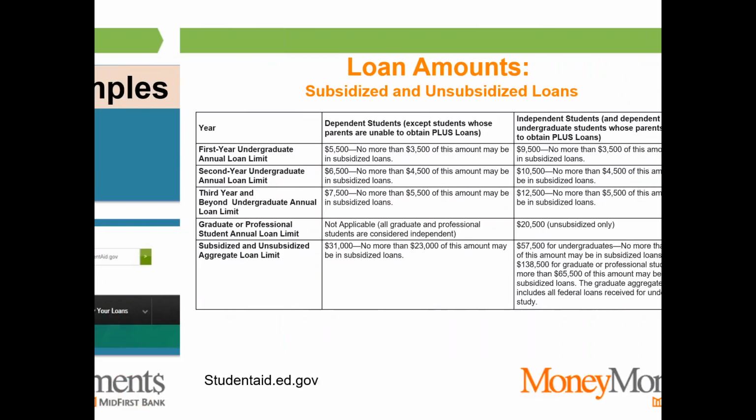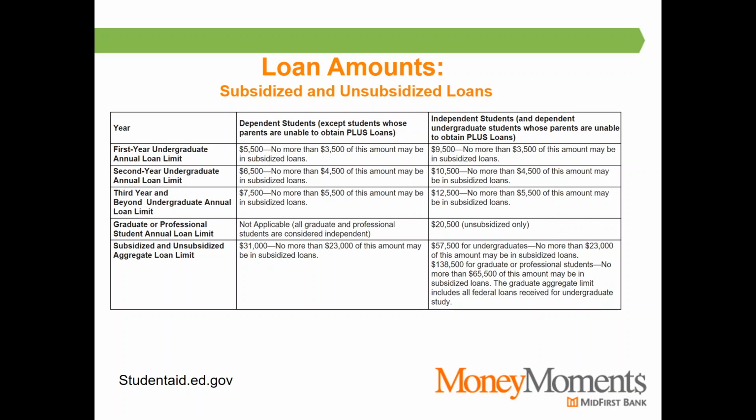Let's look at some of the loan amounts for these loans. You can see here that the loan amount for which a student is eligible depends on their year and dependency status. The amount for which a student is eligible increases after they are considered a sophomore by hour and a junior by hour.